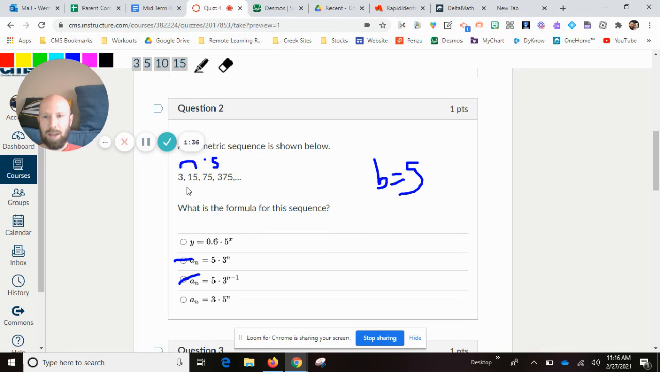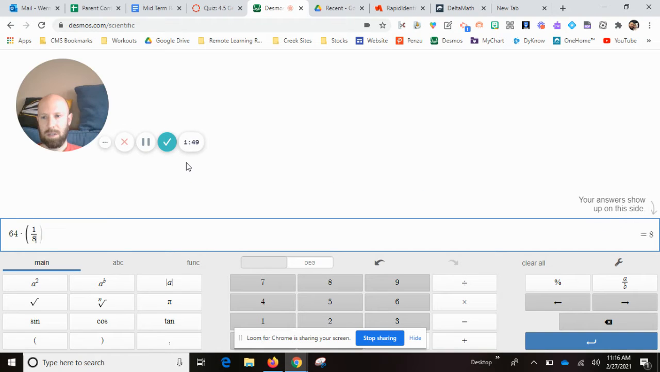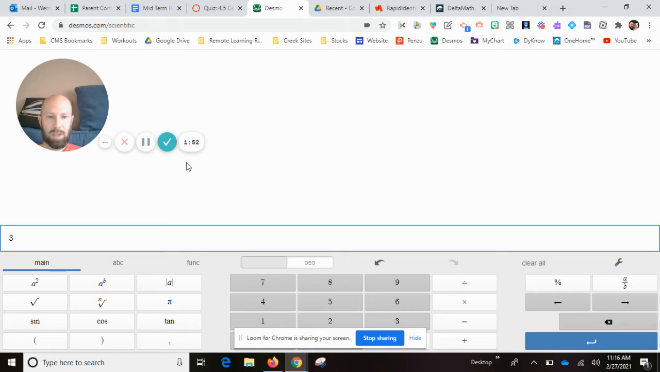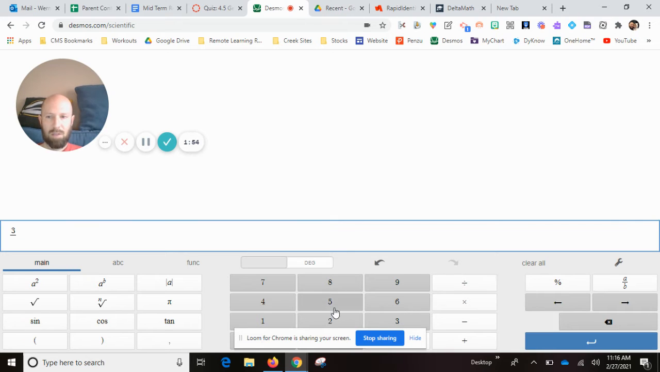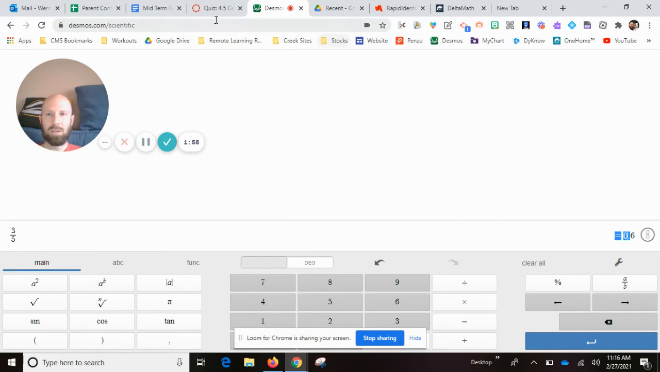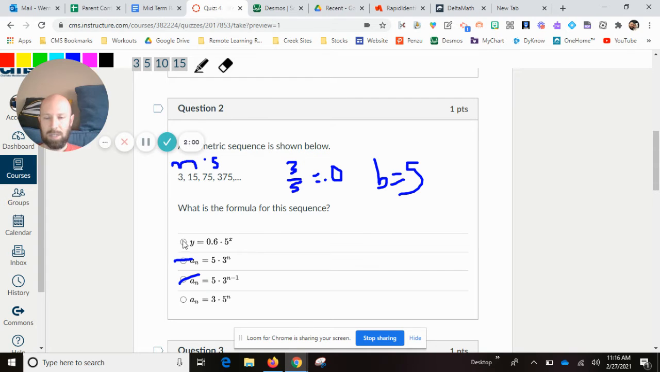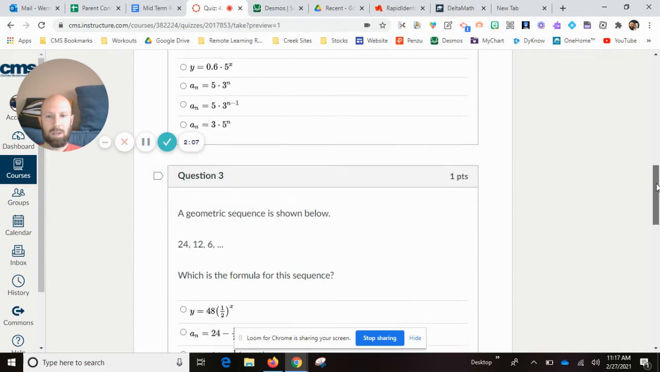In order to find the initial value, we're going to have to go the opposite way, which is divide by 5. 3 divided by 5 on the calculator is going to be 0.6. And just to show that, 3 divided by 5 equals 0.6. So that is our A value, 0.6. So the answer is the first one.